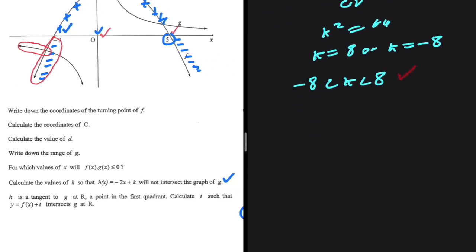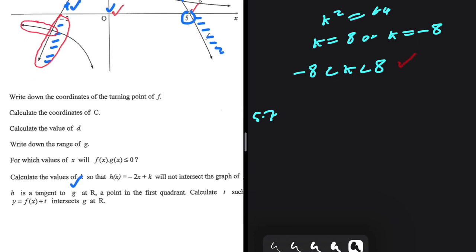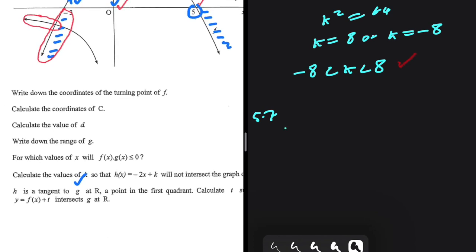5.6. Let's do the last one. Let's do 5.7. So in 5.7, h is a tangent to g at r, a point in the first quadrant. Calculate t such that y is equal to f of x plus t intersects g at r. So we are interested in f of x plus t being equal to g of x.